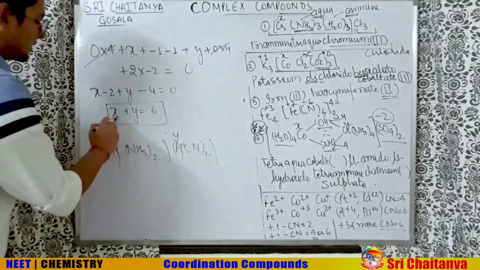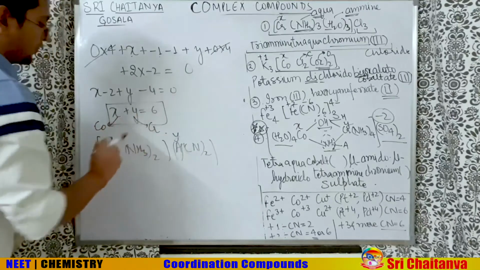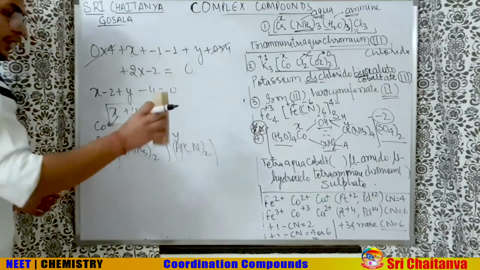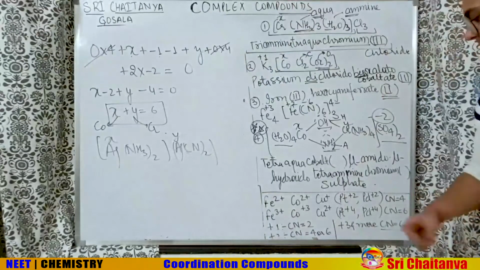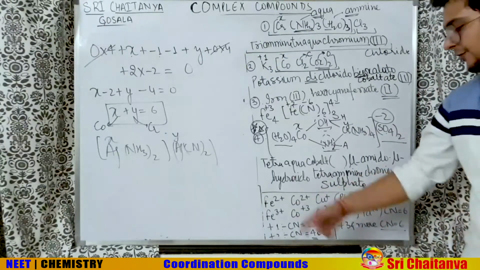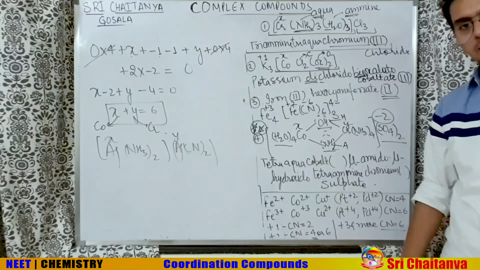X is the oxidation state of cobalt and Y is the oxidation state of chromium. Then sir, how to solve this kind of question? Simple. For solving that kind of question, we have this list that we have to use. Fe will show +2 and +3 oxidation state in this chapter in the coordination compounds.